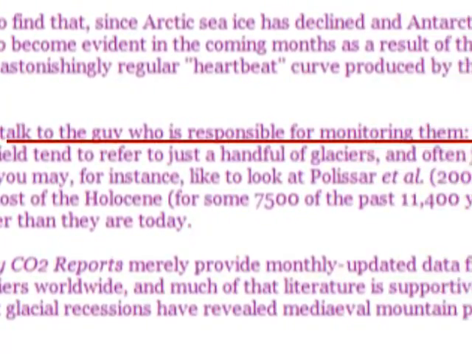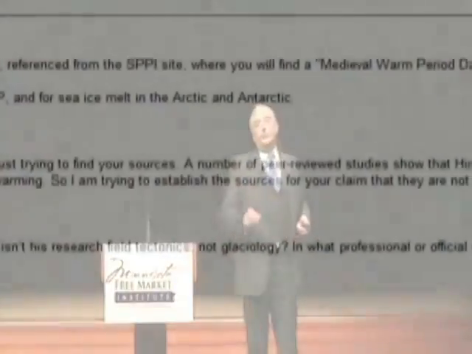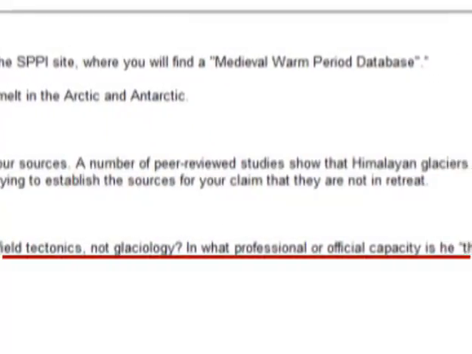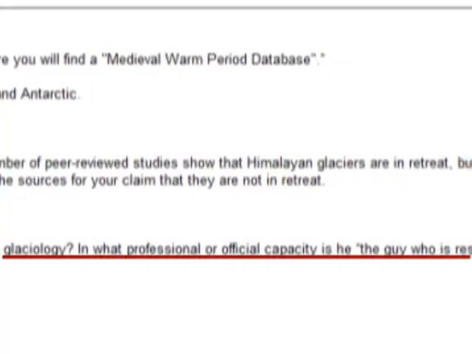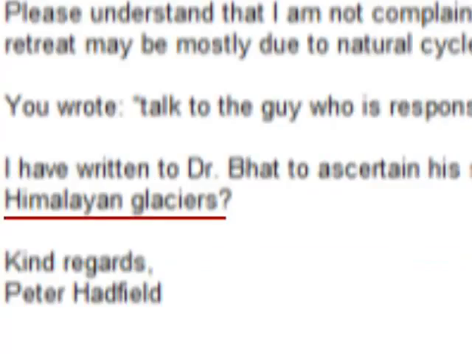It was becoming clear that Monckton had no research to back up his statement that the Himalayan glaciers had been stable for 200 years. Instead, he based all of his assertions on the word of Professor Bhatt, in the belief that he's the person responsible for monitoring Himalayan glaciers. So in order to verify his source, that needs to be substantiated. Back to Monckton again for an explanation. Isn't Professor Bhatt's research field tectonics, not glaciology? In what professional or official capacity is he the guy who is responsible for monitoring Himalayan glaciers?